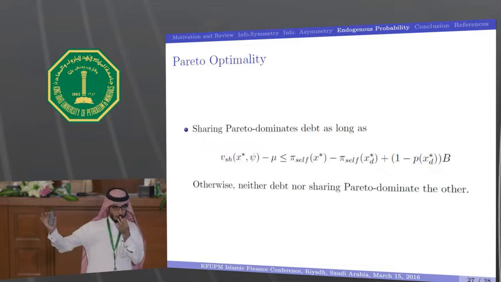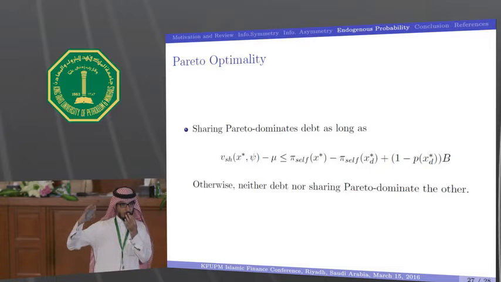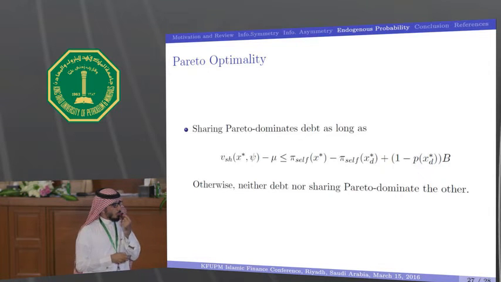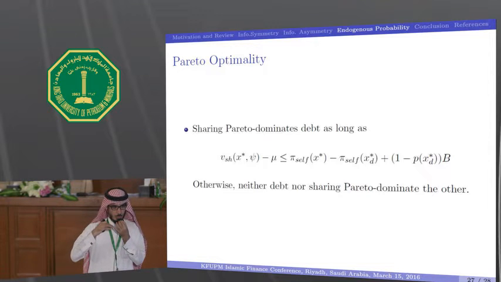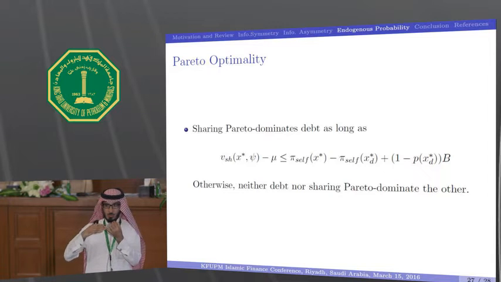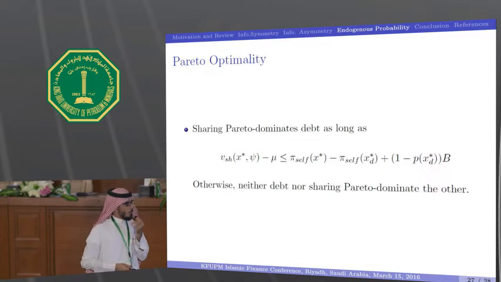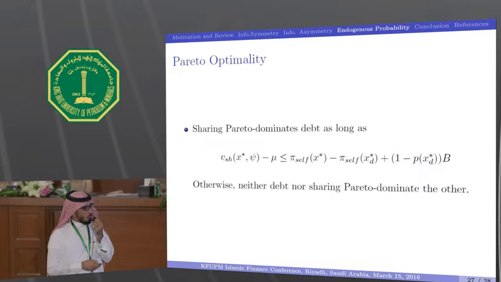Okay, so Pareto optimality, again, we get the same result, except now one more source. The range of Pareto optimality is now a bit larger because under debt financing, the borrower would exert more effort than a self-financed entrepreneur would. With this relation, if this holds, we will have sharing Pareto dominate debt. Otherwise, neither debt nor sharing Pareto dominates the other.